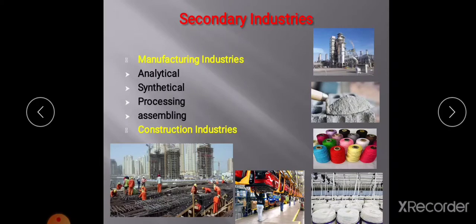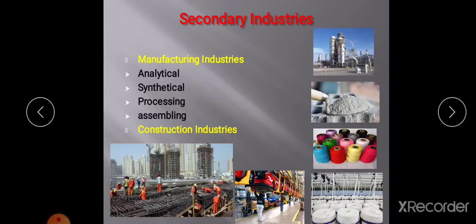These are those industries wherein which raw material they will use. The final product of the primary industries is being used as a raw material in the secondary industries. The industries which are concerned with the transformation of materials provided by primary industries are known as secondary industries. For example, the mining of coal and iron ore is primary industry, but manufacturing of steel is secondary industry. This iron ore is used and coal is used for the manufacturing of steel. The iron ore is used as a raw material. So secondary industries are of two types: manufacturing industries and construction industries.